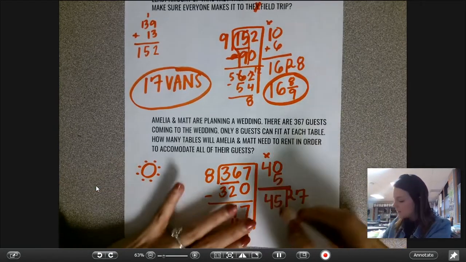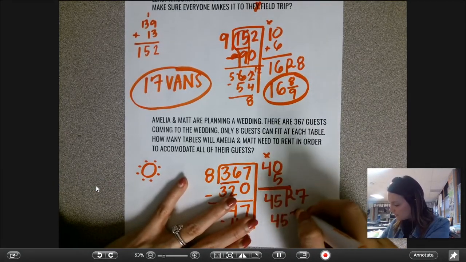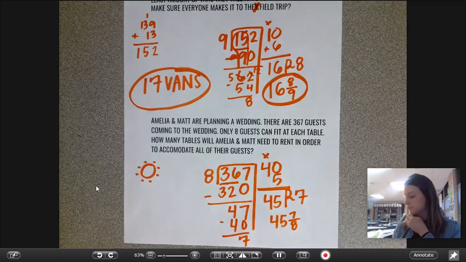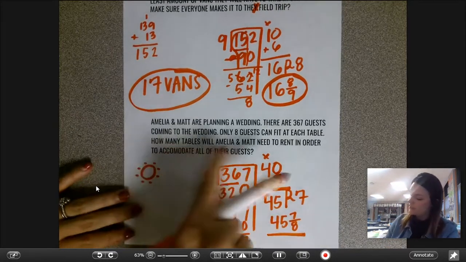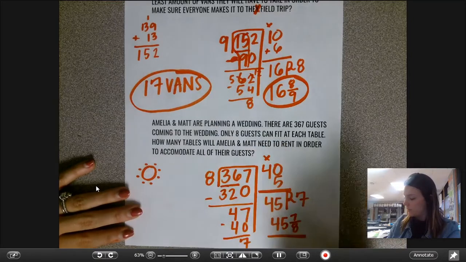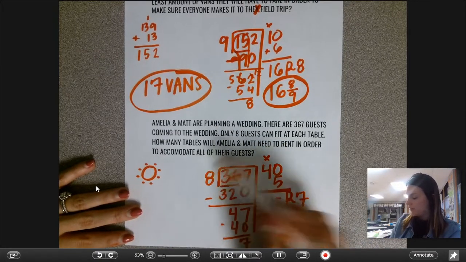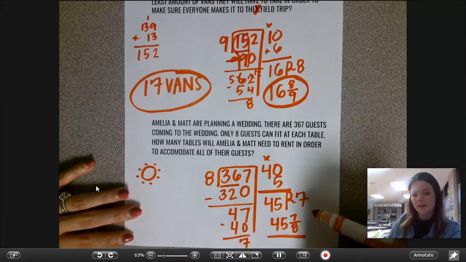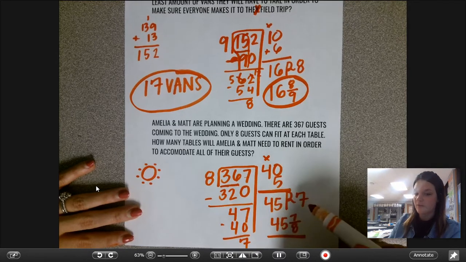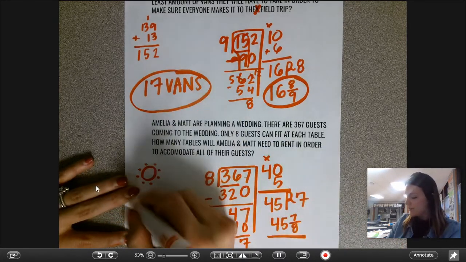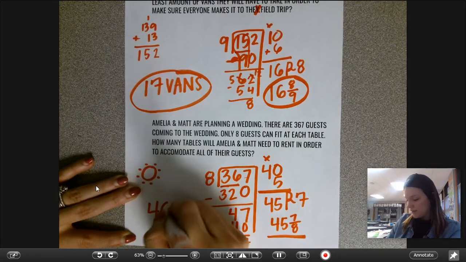But like I said in my class, we write ours as 45 and 7 over 8. So if I look back, how many tables will they need to rent? Well, if I have 367 people, 8 people can sit at each table. That would be 45 tables, but then I'd have 7 guests without a table. So even though they won't fill a table, instead of having 45 tables and 7 people without a table, I'm going to go ahead and have 46 tables.